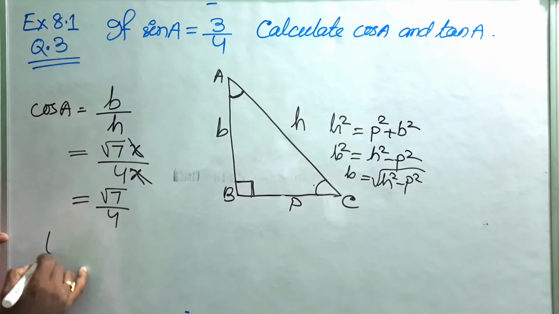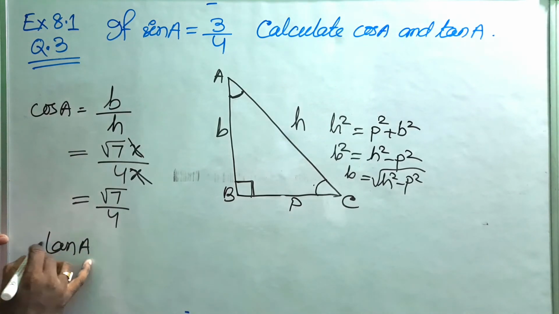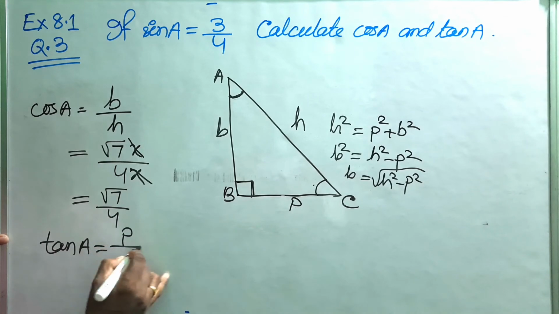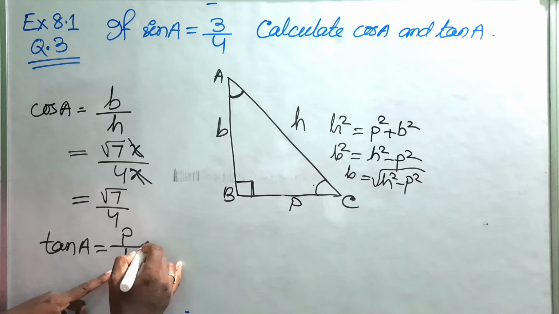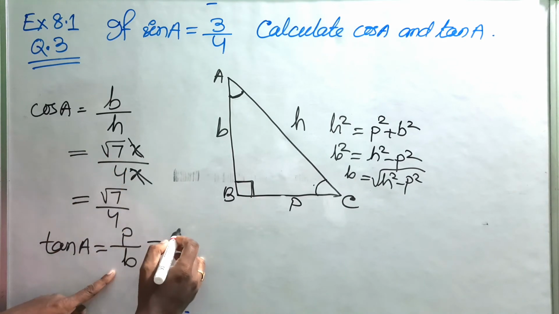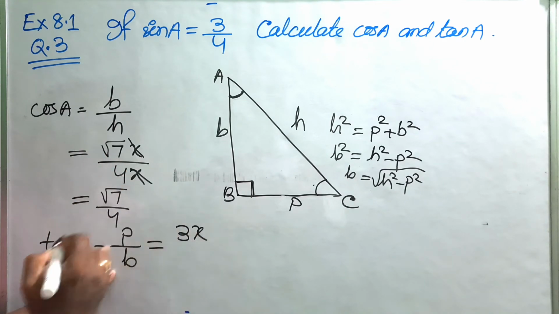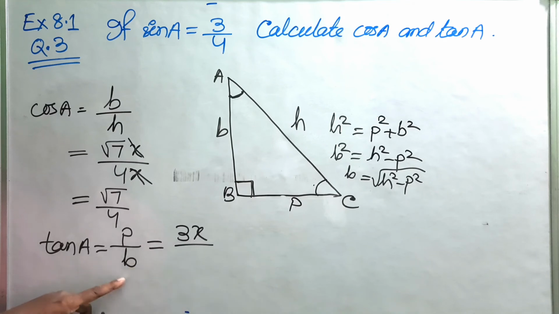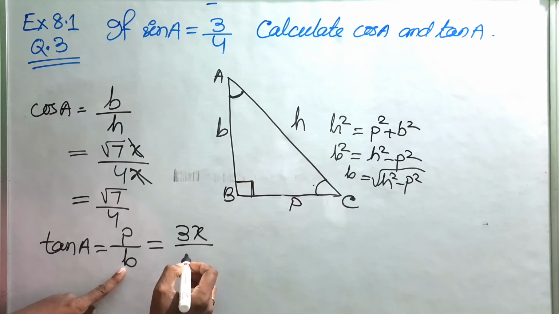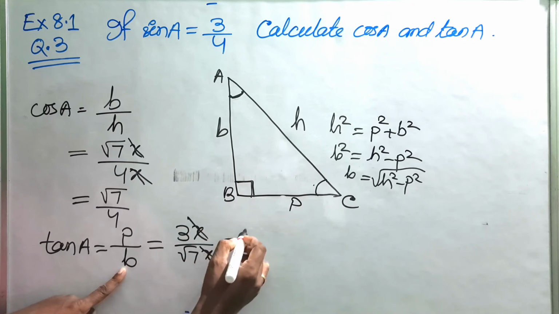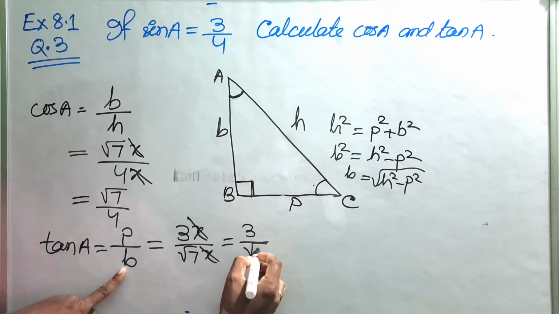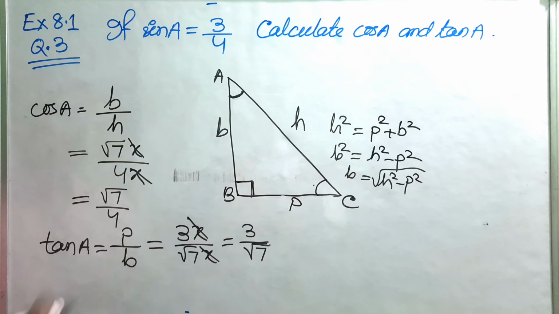Now we will determine tan A. Now tan theta is P by B. P is how much? P is 3x. Then B is how much? B is root 7 x. Now x will be cancelled, so this will be 3 by root 7. So in this way you can find cos A and tan A.